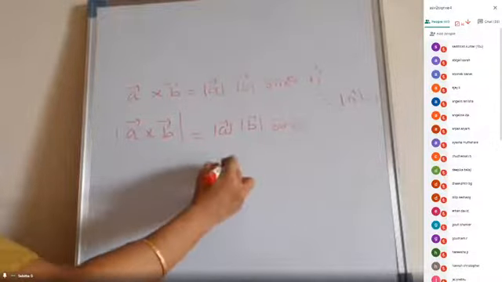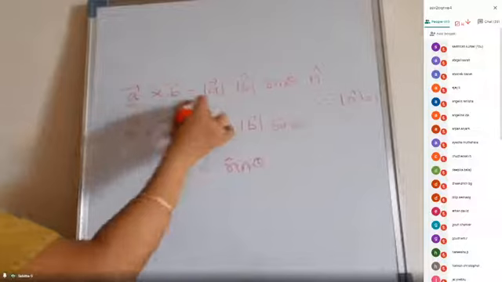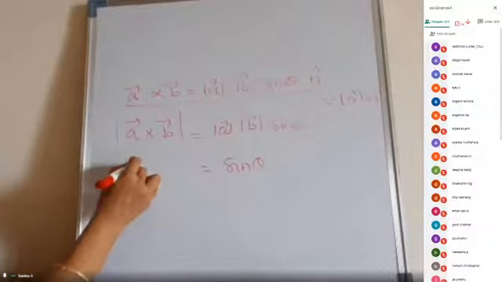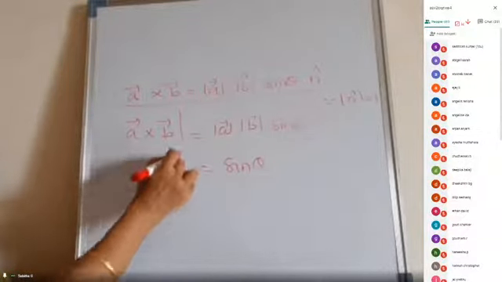What is sin theta? Another formula. From this, sin theta equals modulus A cross B by mod A mod B.